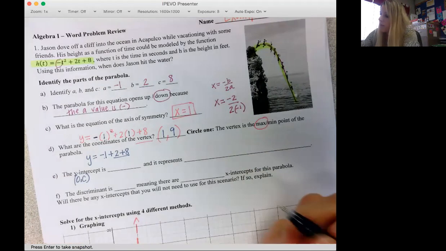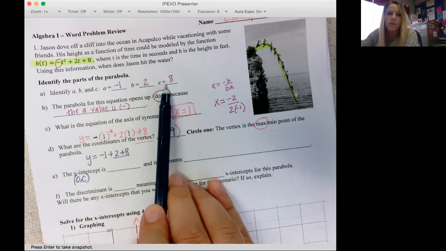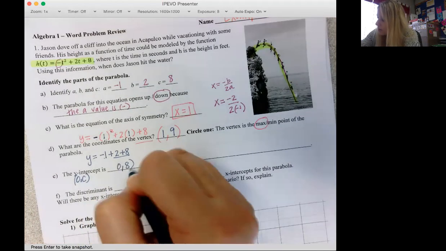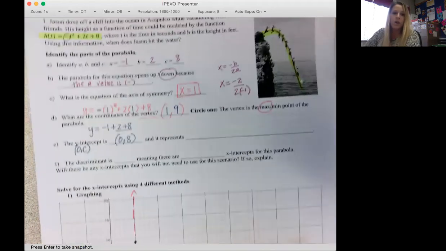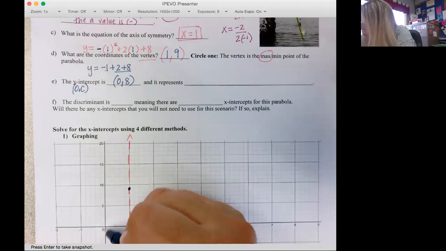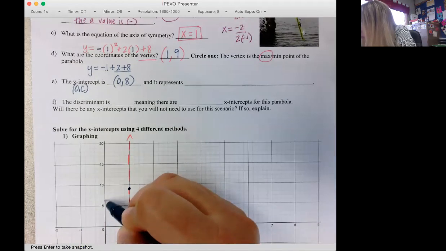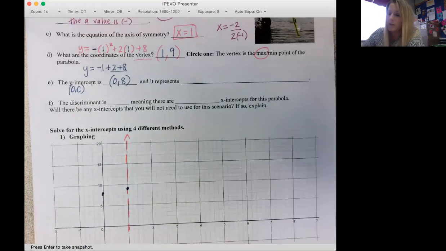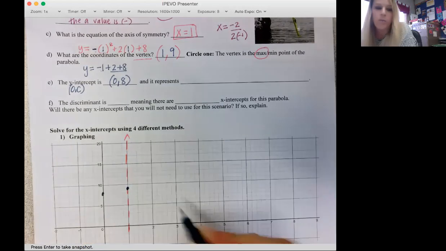So if I look at my equation, 0c, we have c as an 8. So it'd be 0, 8. Okay. So now I'm going to go ahead and graph that down on my graph. So 0, 0, 8, so 5, 6, 7, 8. Okay. And what's nice about the y-intercept is that we can now figure out another point on this graph.